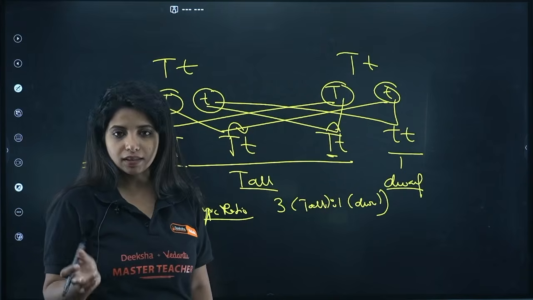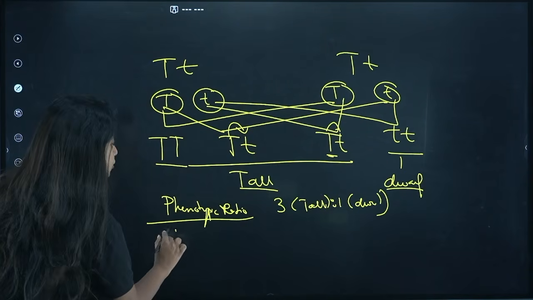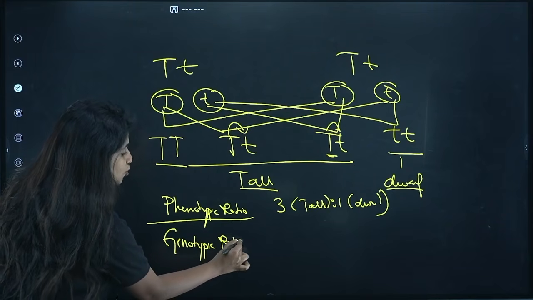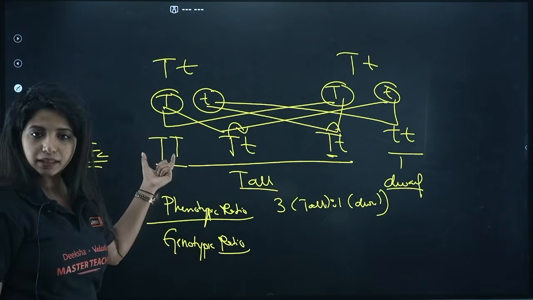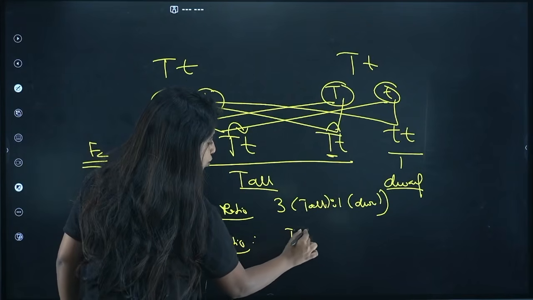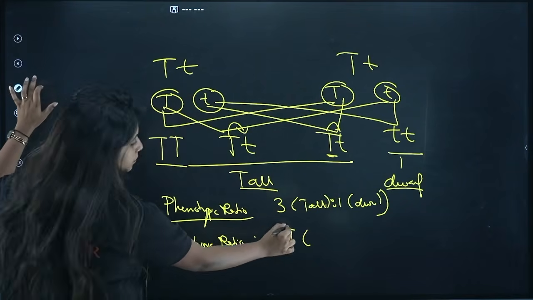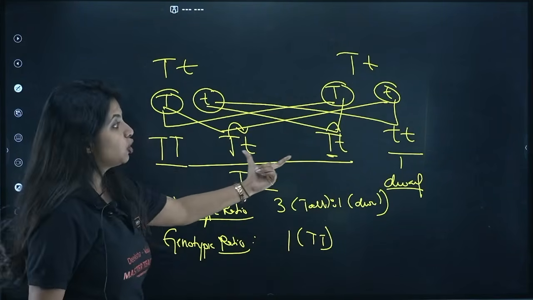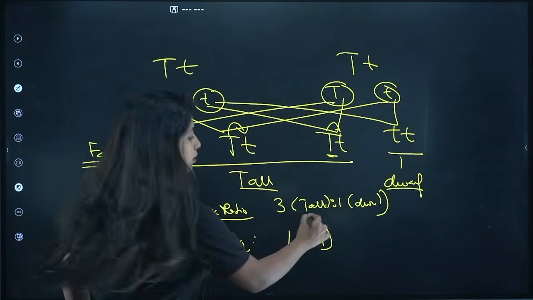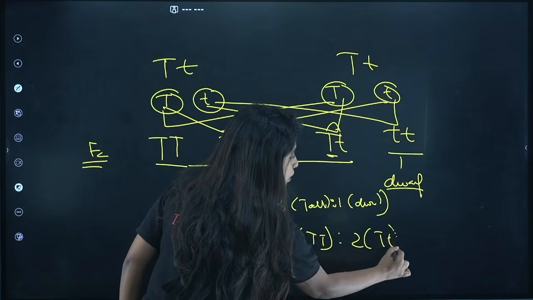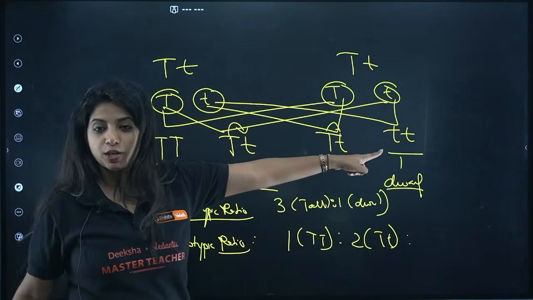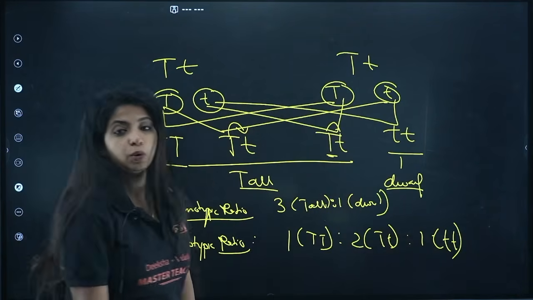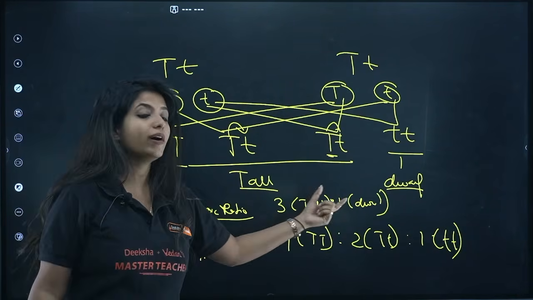Okay, there is one more thing. This is about the physical appearance, right? Now, what if we talk about the genotype? What is a genotype? Genotype means the genetic makeup. So 1 is capital T, capital T. 2 of them are capital T, small t. And 1 of them is small t, small t. So that is the genetic ratio, or the genotypic ratio, which you call 1:2:1.